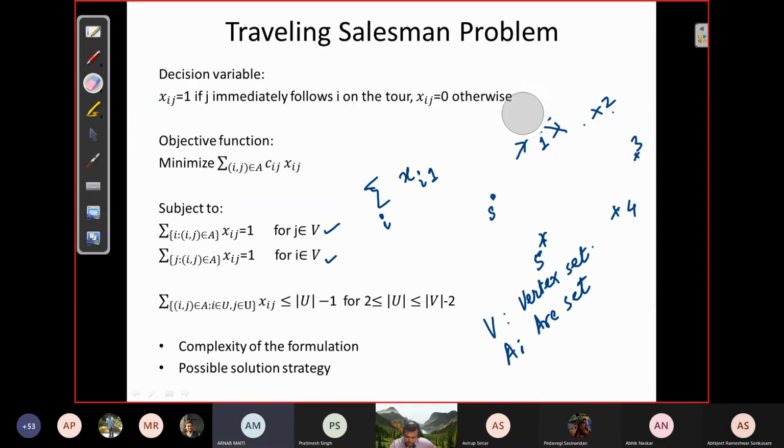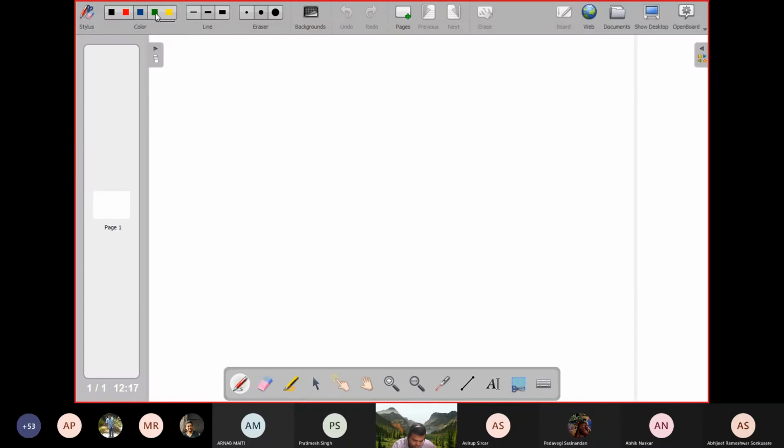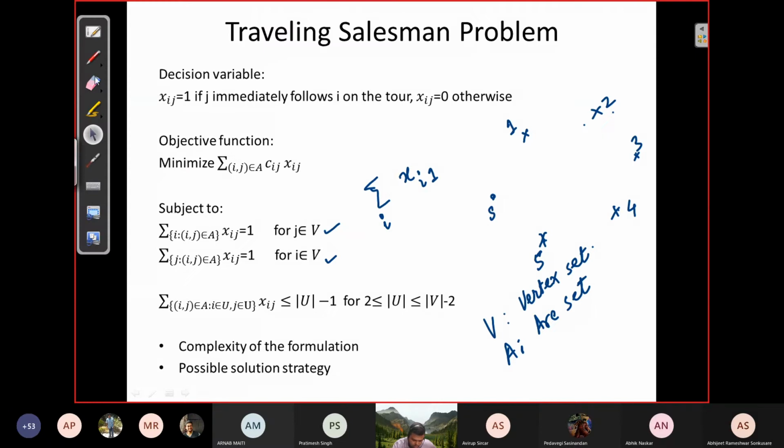No, we won't get it. Why? We might end up with two disjoint cycles. Very good. So, for example, I'm showing you. Here, if I consider this tour, and then this one. Suppose this is one solution.